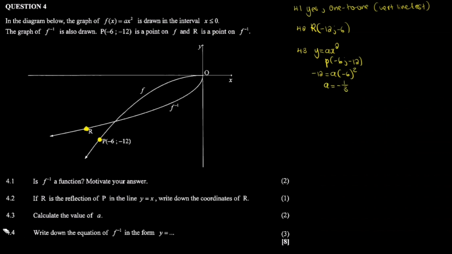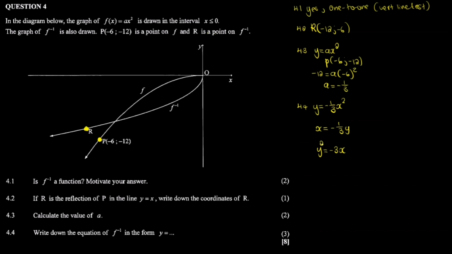Okay, 4.4, write down the equation of the inverse of the parabola, and you have to write it in the form y = ... We know that the parabola is y = -1/3 x². If you're looking for the inverse, remember, you interchange x and y. So this is going to be x = -1/3 y². Multiplying both sides by -3, this is going to be -3x.